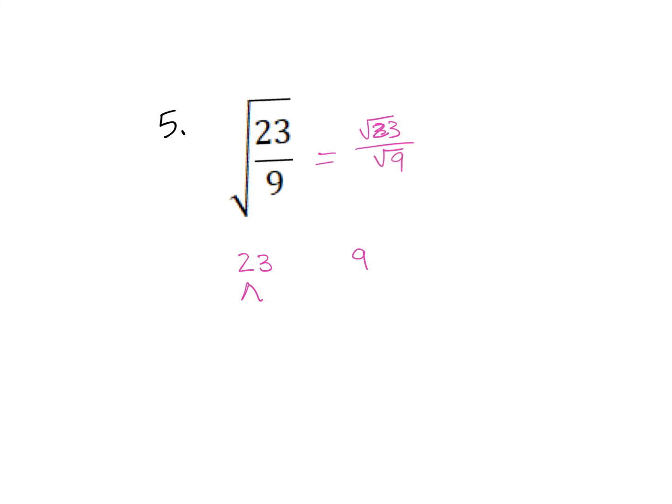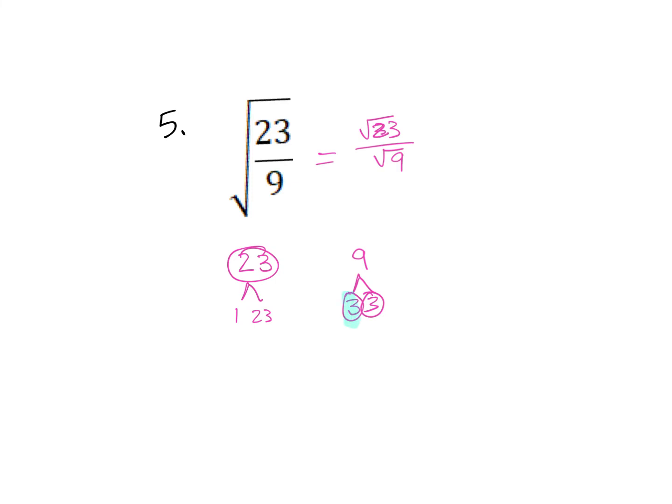Okay, so what 2 numbers multiply to get 23? Well, unfortunately, the only 2 numbers are 1 and 23. So this is actually as far as I can take it. And then what 2 numbers multiply to 9? Well, 3 and 3, and those are going to be as far as I can take it as well.